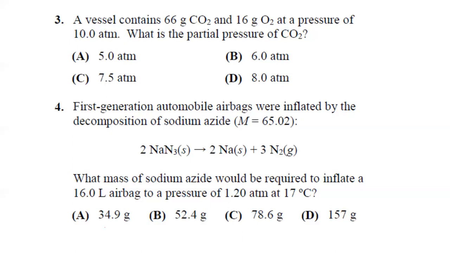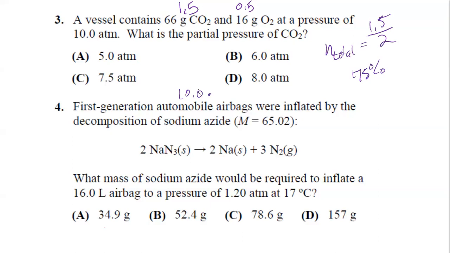Because I want moles, I'm going to convert my 66 grams to moles. I divided it by 44, and that becomes 1.5. My 16 grams, I converted that, and this becomes, 32, or sorry, 0.5. It's 16 divided by 32. So now I have a total number of moles of 2. I have 1.5 for my CO2. And that's letting me know that out of my total pressure, 75% of it is going to be from my CO2. So if I take 10 atmospheres times my mole fraction, 0.75, I can find the partial pressure of my CO2, which is C.